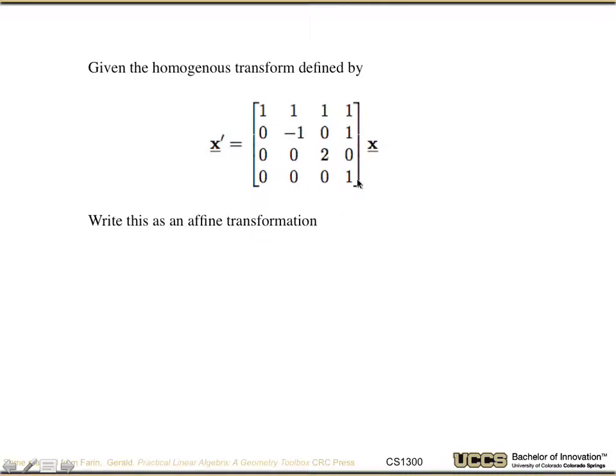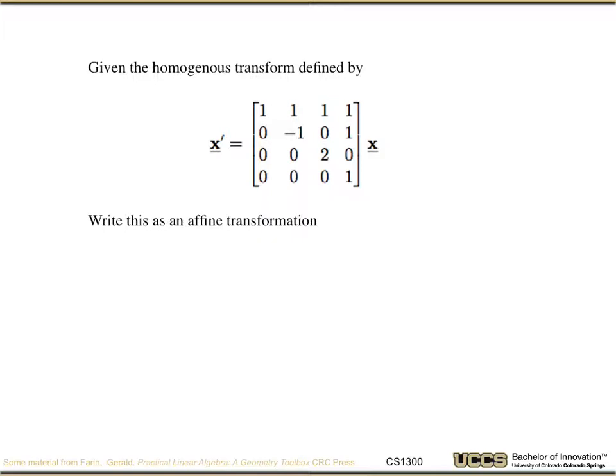Now we have a homogeneous transformation. So this is a 3-dimensional problem represented as our 4 by 4 homogeneous matrix. Given x1 multiplied by this matrix, this one does not have a projection, so write this one as an affine transformation. What's the equivalent affine transformation?